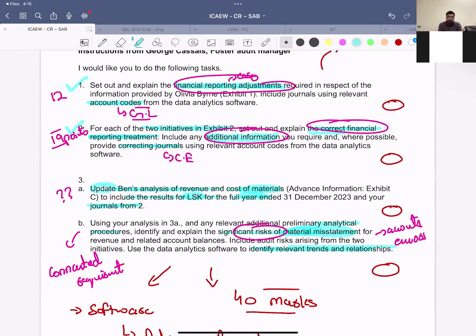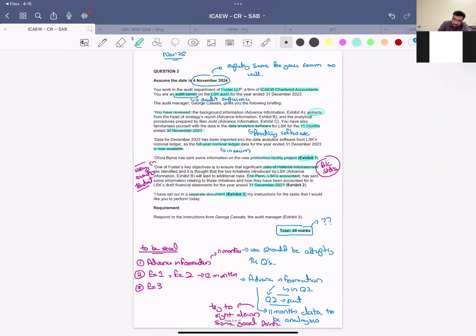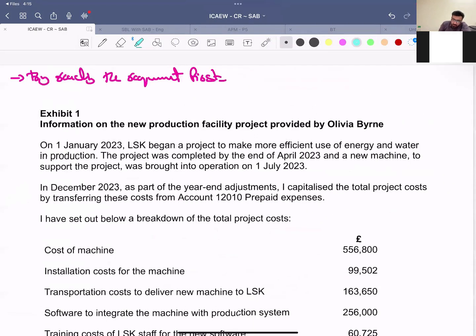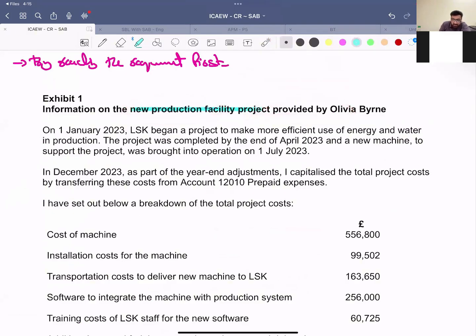So I believe that you got the idea of reading the requirement first. So now you can read at least both of the exhibits, because in the exam you would have read the advanced information first. So let's have a look here. Information on the new production facility project. I believe this should be IAS 16. I'm not sure, I haven't read it. I'm reading this for the first time with you. But what I see is that IAS 16 would play a major role here, okay?